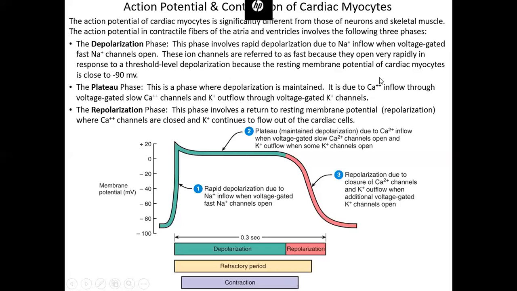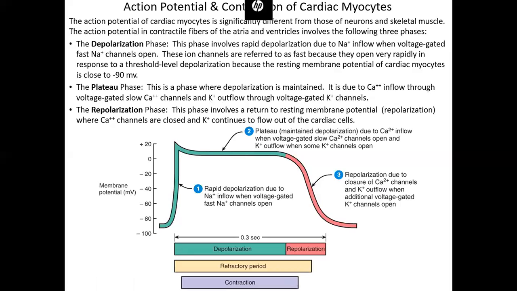If you have positive coming in, positive going out, there's not going to be much change, and that's why we see it kind of just staying put where it's at before we hit the repolarization phase, when those calcium channels close and the potassium can continue to outflow, and we return back to resting membrane potential.